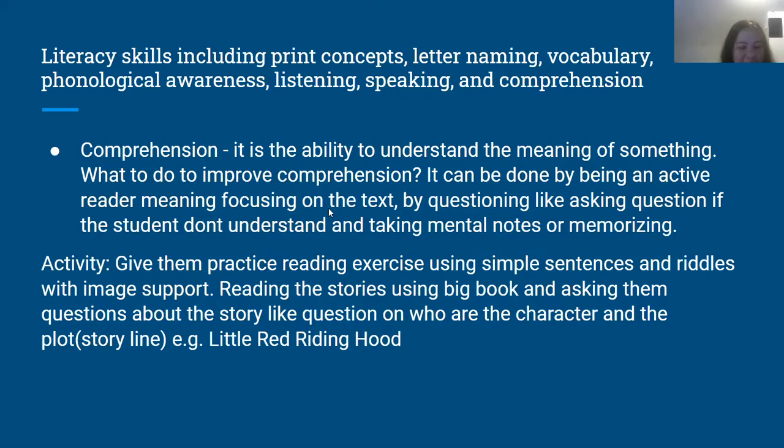How do I describe comprehension? Comprehension is the ability to understand the meaning of something. What can we do to improve comprehension? It can be done by being an active reader, meaning focusing on the text, and by questioning, like asking questions if the student doesn't understand, and taking mental notes, or memorizing.